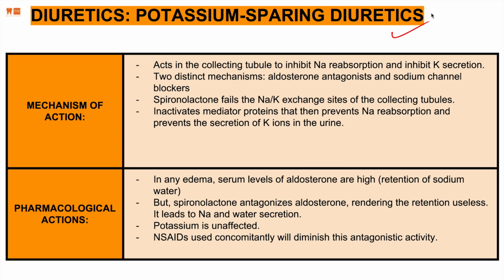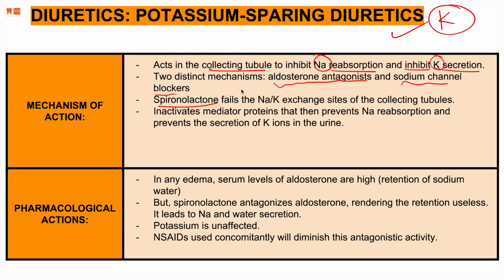Potassium-sparing diuretics, we have the K-savers, such as spironolactone or amiloride. Mechanism of action: acts in collecting tubule, collecting duct, inhibits the sodium reabsorption, inhibits the potassium secretion. So there are two distinct mechanisms: aldosterone antagonism and sodium channel blockade. By sodium channel blockade, it lets go of sodium. By aldosterone antagonism, it prevents the secretion of potassium.